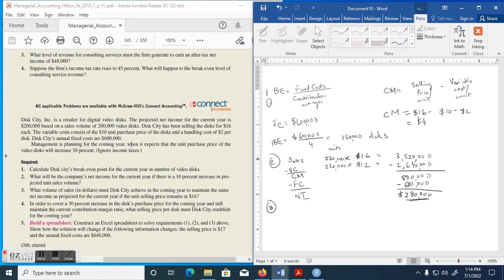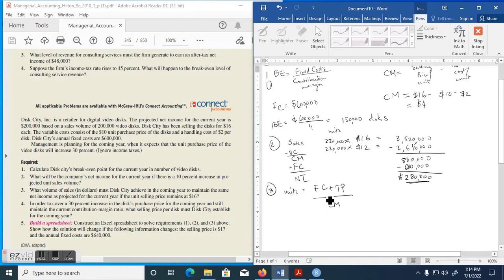This means that they've given us a target profit. Now, in order to calculate the volume of sales in dollars, we have to first calculate the number of units. So to calculate the number of units for a particular target profit, the basic approach that we'll take is going to be fixed costs plus our target profit, and we'll divide that by our contribution margin. Now, this means that we've got our fixed cost of $600,000. Our target profit in this particular case will be the original projection of $200,000. And our contribution margin remains exactly the same. That is $4 as calculated earlier.